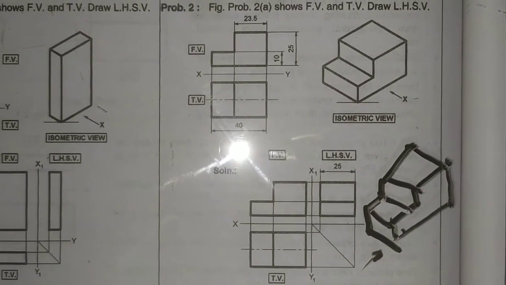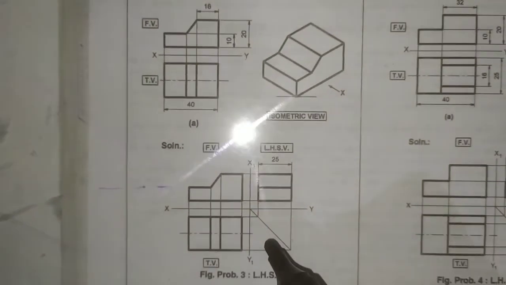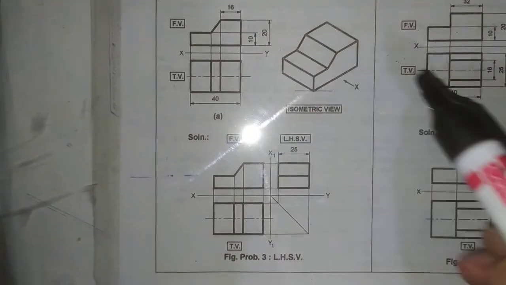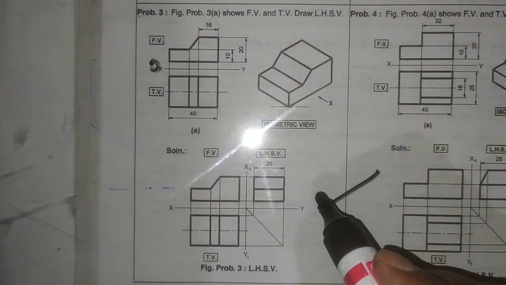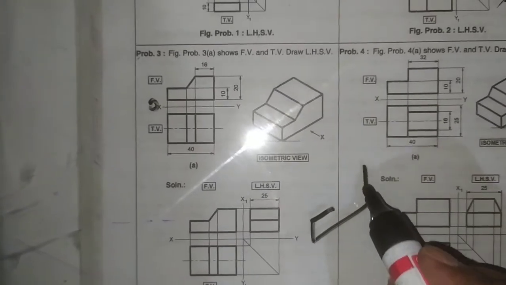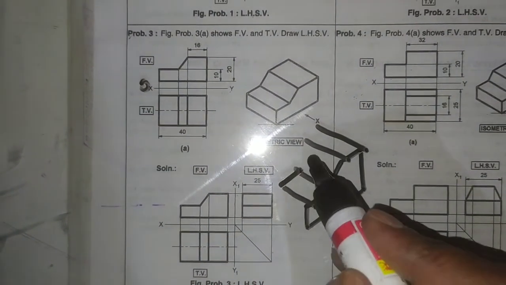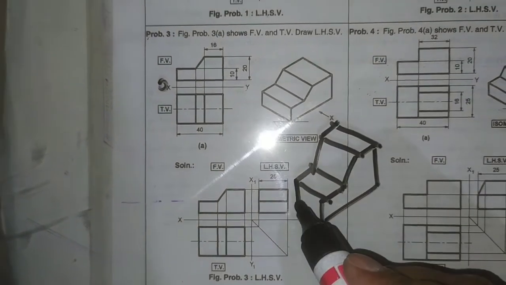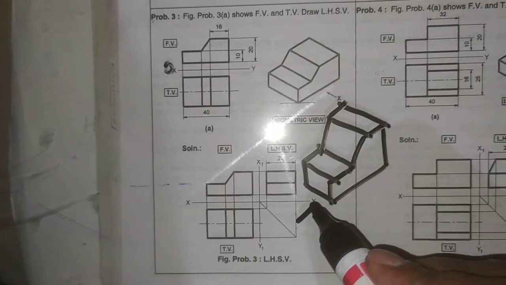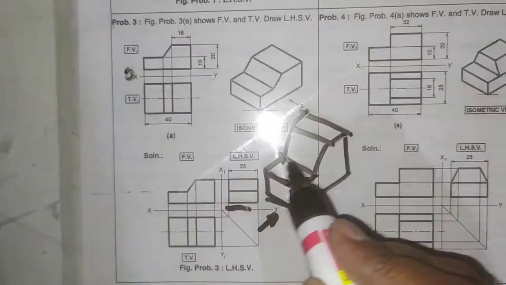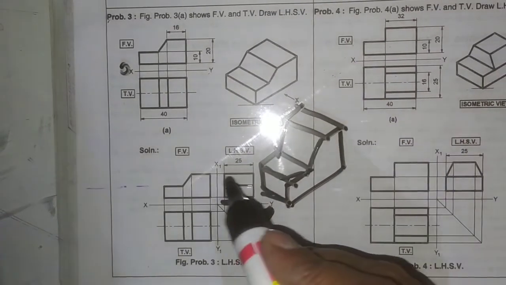In this way, the third figure is shown. There is an inclined line, and the inclined line is transferred here. In this way they have drawn the figure. If I draw the front view and mark the O point here, and draw the top view, now this is the left hand side view. Only this line is seen here. This line is seen for this surface, and this line is seen for this surface.